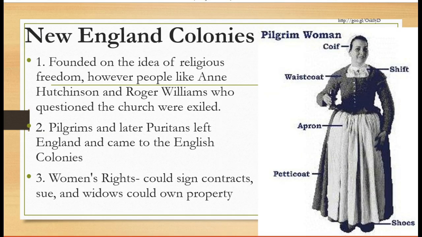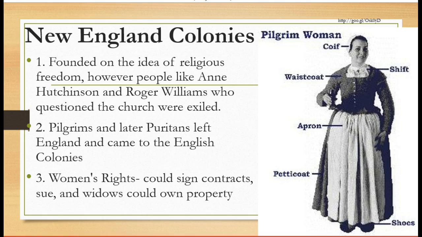The New England colonies had some interesting aspects about them. The first one was that they were founded on the idea of religious freedom. However, there were people like Anne Hutchinson and Roger Williams who kind of questioned the church, and they were actually kicked out of the colonies, out of the Massachusetts Bay Colony specifically because of their different religious beliefs.